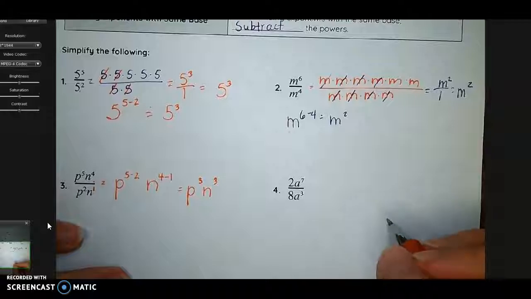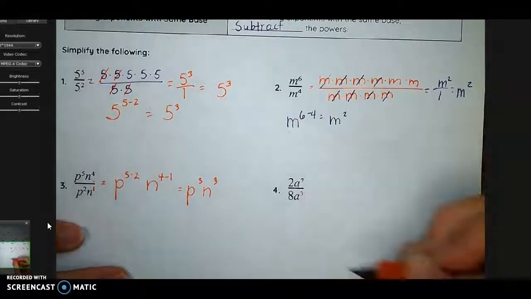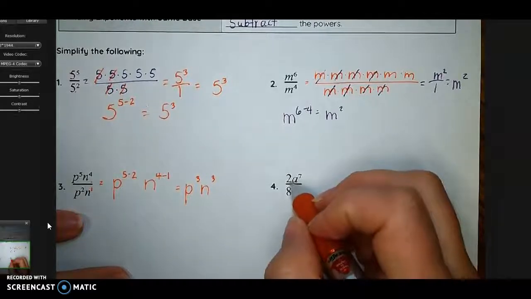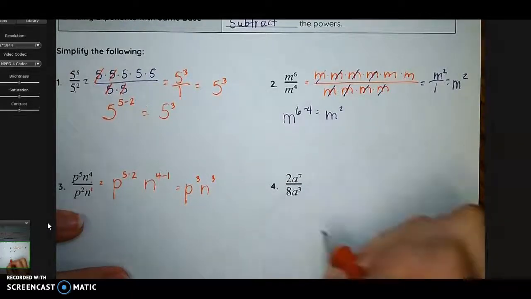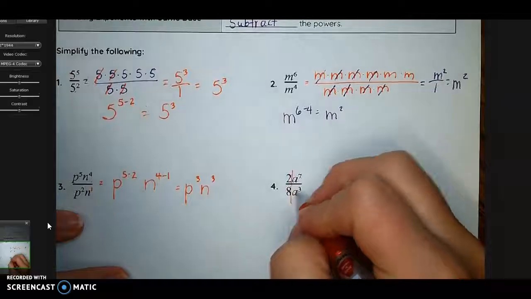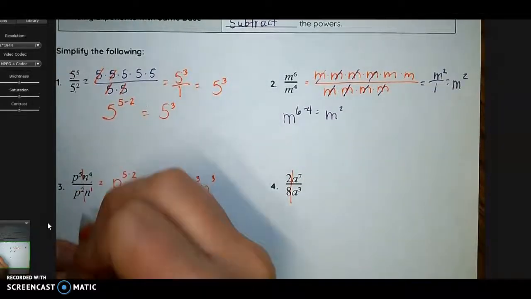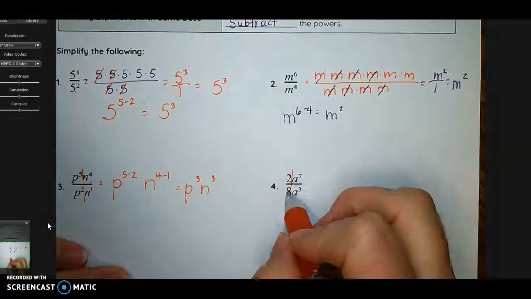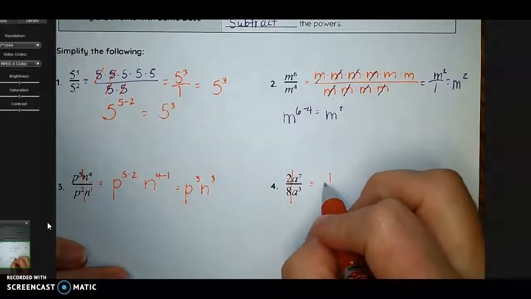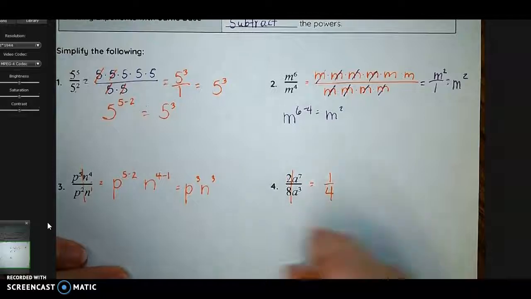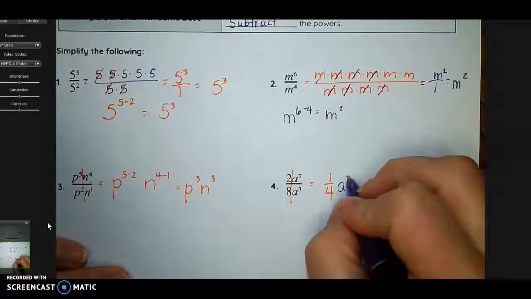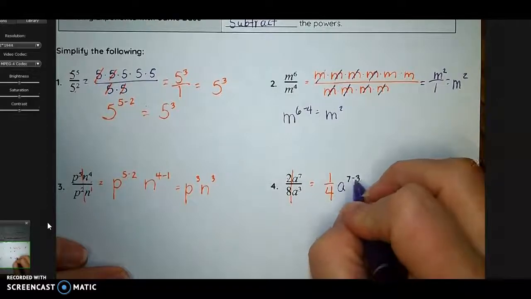Over here, in this next one, you're like, Mrs. Williams, there is a coefficient out there. And I'd be like, wow, excellent vocabulary usage of coefficient. But you're also going to notice that you can take these into different parts here, and I can just work with their bases. I can do 2/8. I can reduce that to 1/4. And then I can look at these, and I'm going to go a to the 7 minus 3.